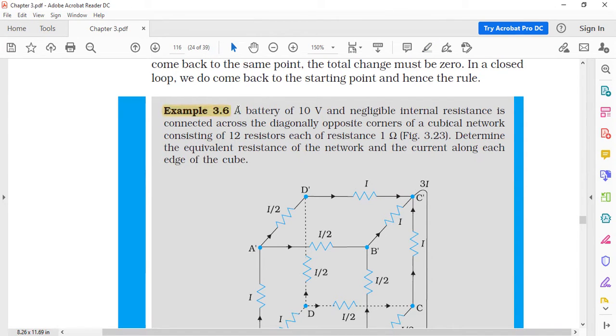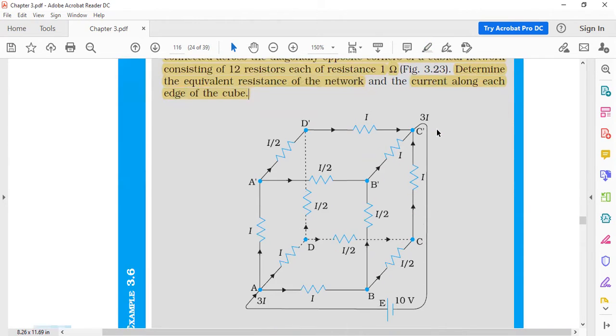A battery of 10 volt and negligible internal resistance is connected across the diagonally opposite corners of a cubical network consisting of 12 resistors, each of resistance 1 ohm. Determine the equivalent resistance of the network. I need to calculate the equivalent resistance of the network and the current along each edge of the cube.